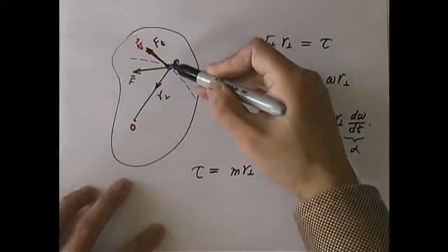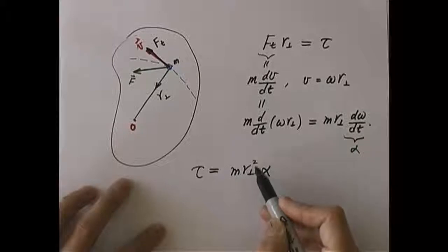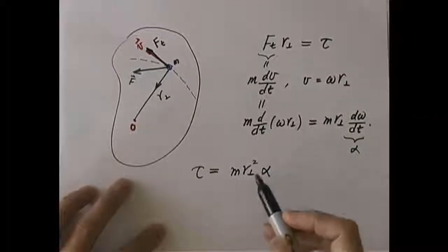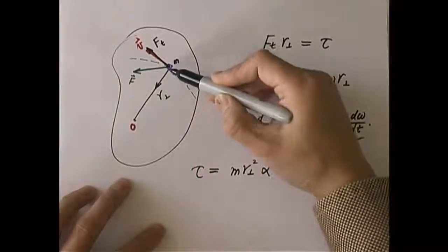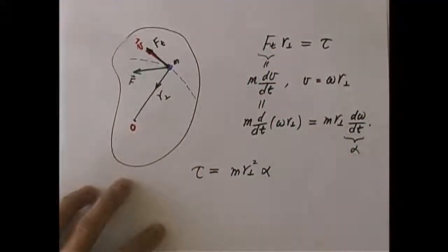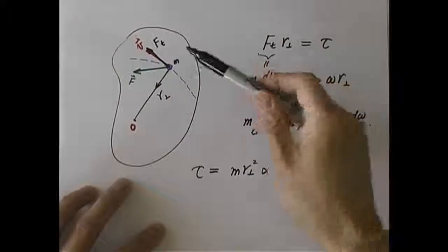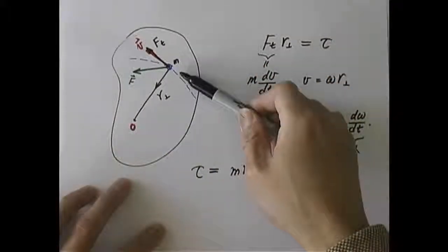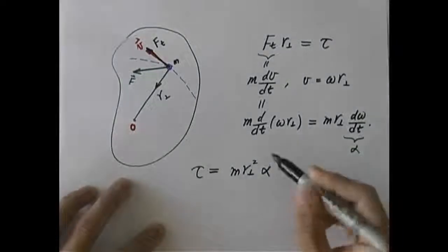So for this mass m, I find the torque exerted on it equals its mass times r perp squared times alpha. Now r perp is the distance between the axis of rotation and that mass. The reason why we use the perp here is because I want to keep the same symbol as the previous discussion. This is a direction that's perpendicular to the tangential motion. Okay, so we call it r perp.